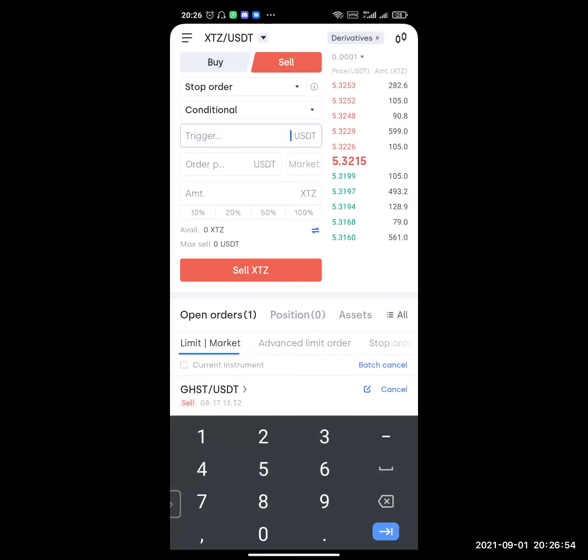So the market is now at 5.3. You set the trigger price at, let's say, 5.2, and then the order price at 5.1. What you're saying is, the market is currently at 5.3, but just in case the market starts dropping, it should trigger at 5.2 and order it to close the trade for you at 5.1. You put 100% of the quantity of coin you want to close in that particular trade, and then you click sell.